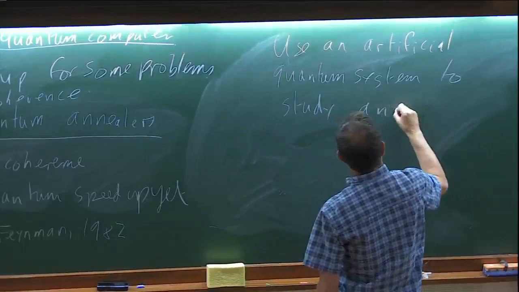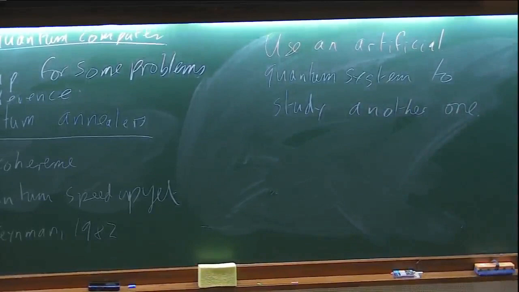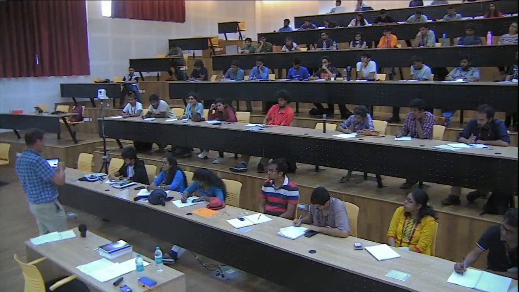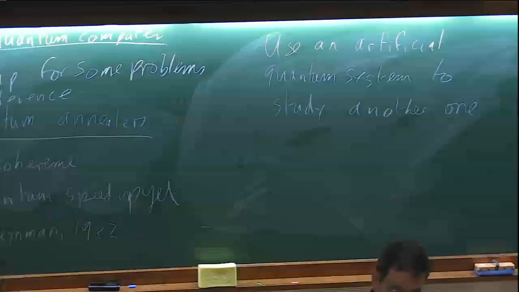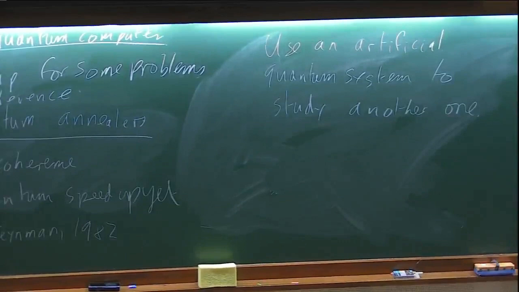Let me give you an example. You're familiar with these materials called high temperature superconductors. They have remarkable properties. They superconduct at liquid nitrogen temperatures. And so this was a major advance. We think that the essential physics of high temperature superconductors is electrons hopping around in two dimensions in a plane, but they are strongly interacting with each other. So the strong interactions make this problem very difficult to solve.